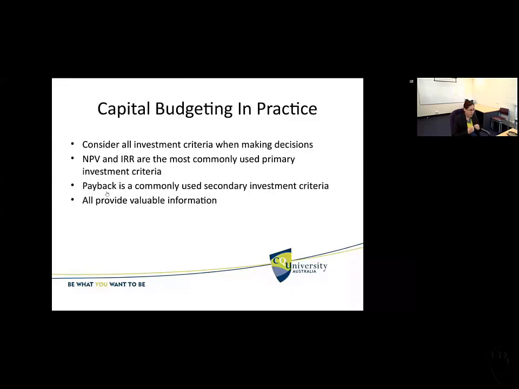And the thing to remember is you should consider as many criteria as possible when making your decisions, because they all provide valuable information. I like to think of them as little pieces in the big picture. The big jigsaw puzzle picture requires every little individual piece, and each tells you a tiny bit of information, but it all contributes to that overall decision, which is the best decision for our big picture investment. So always consider all investment criteria when you make decisions, because it will give you valuable information and a better base for your decision.